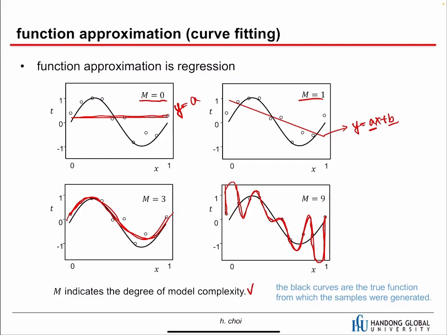As you already noticed, the black curves are the true function from which the samples were generated. So usually we don't know these true functions. We only have these training samples, and then from these samples we have to estimate. We have to discover the true function. We have to approximate the true function.